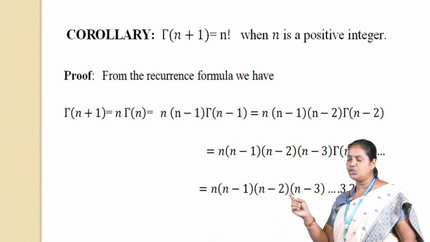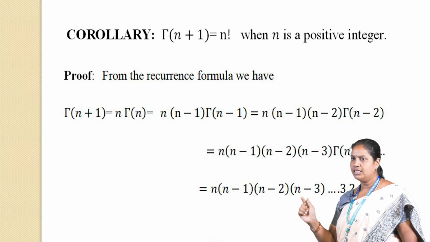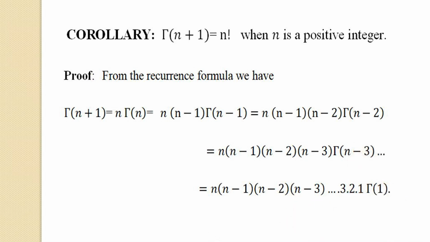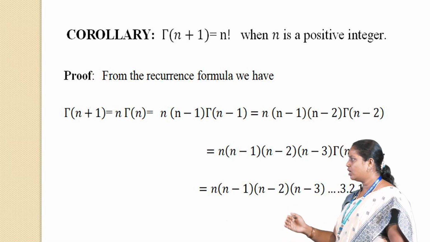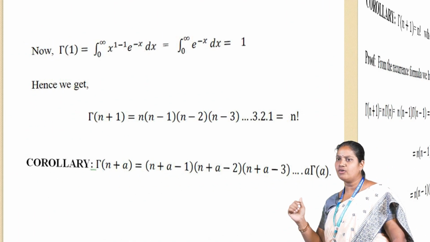Again, if we substitute the same process to gamma of n minus 1, we will get n into n minus 1 into n minus 2 into gamma of n minus 2. So proceeding in this way, after some n stages, we will get n into n minus 1 into n minus 2 into n minus 3 and so on, 3 into 2 into 1 into gamma of 1. Now what is this gamma of 1?